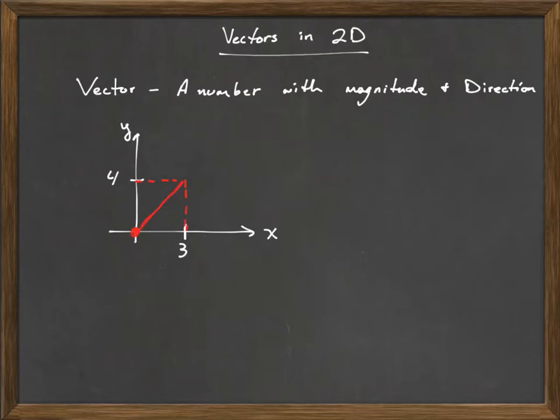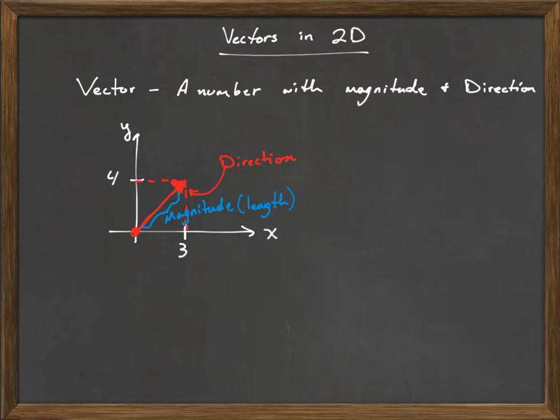3, 4. And it's a vector if I make it an arrow, because that says the direction of this vector is up and to the right. So the direction simply is the way it's pointing. The magnitude is actually the length of this vector. However long the vector is, that tells us the magnitude of that vector.